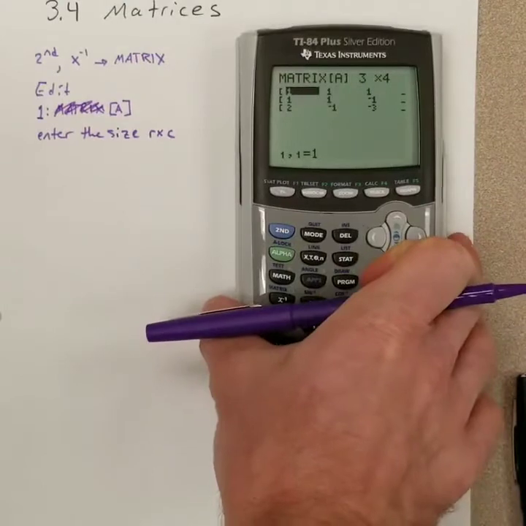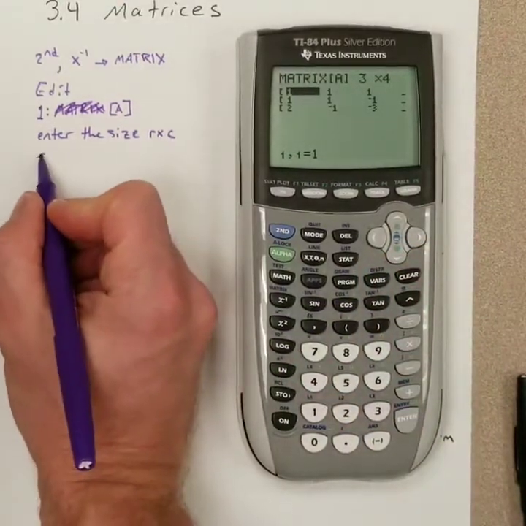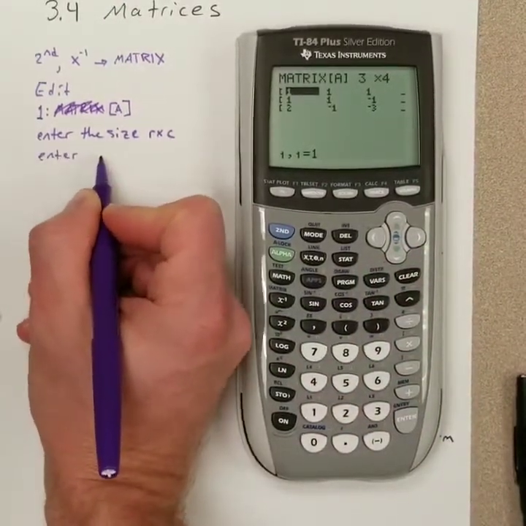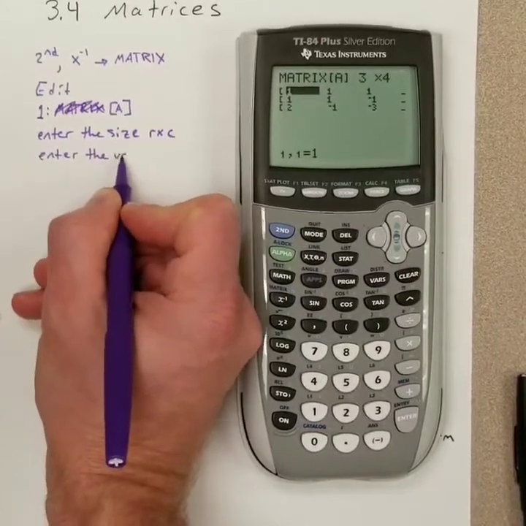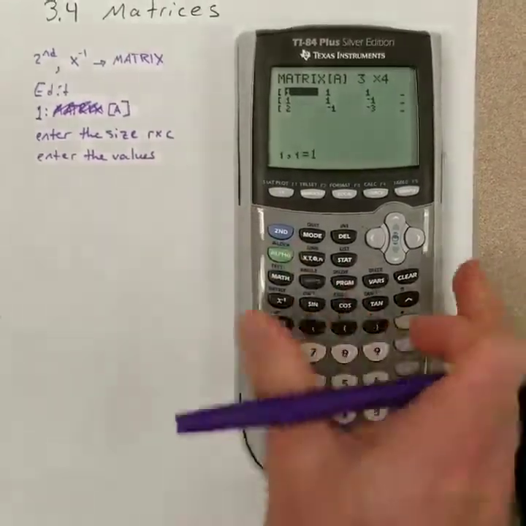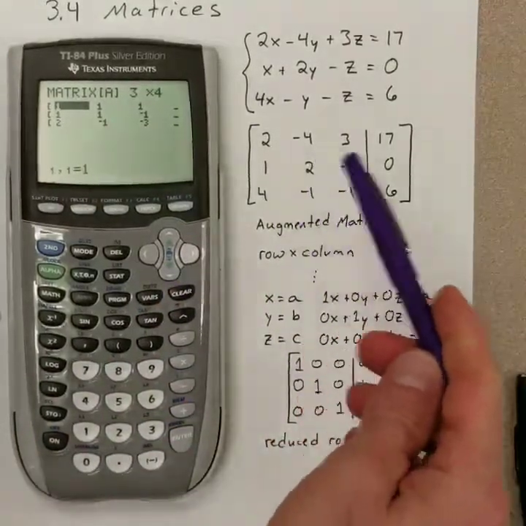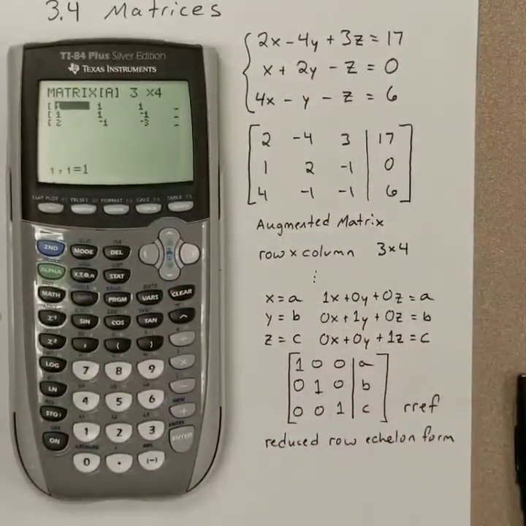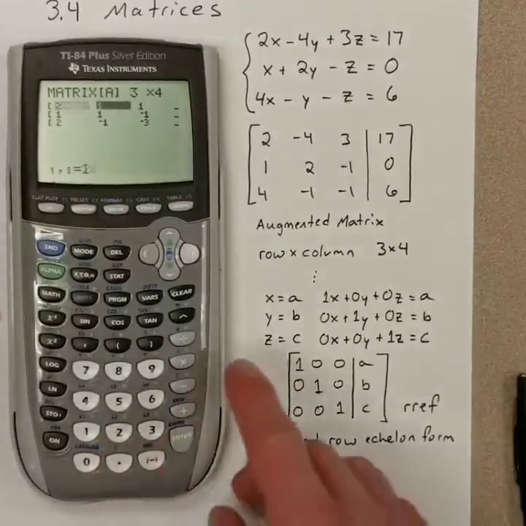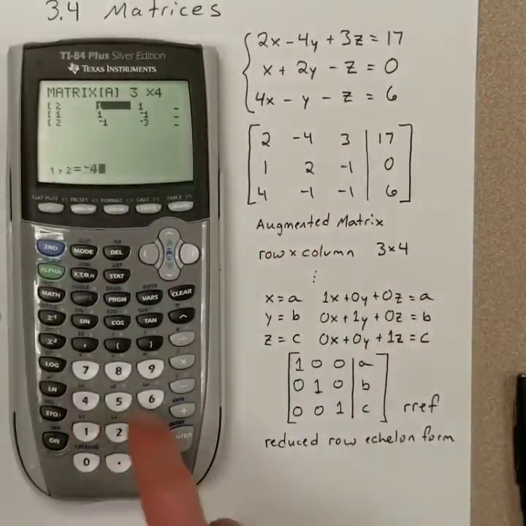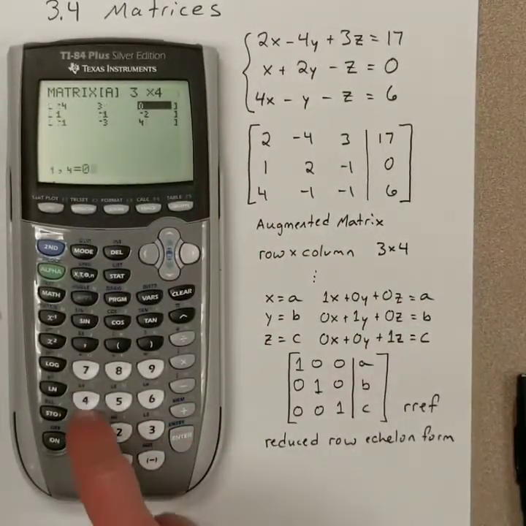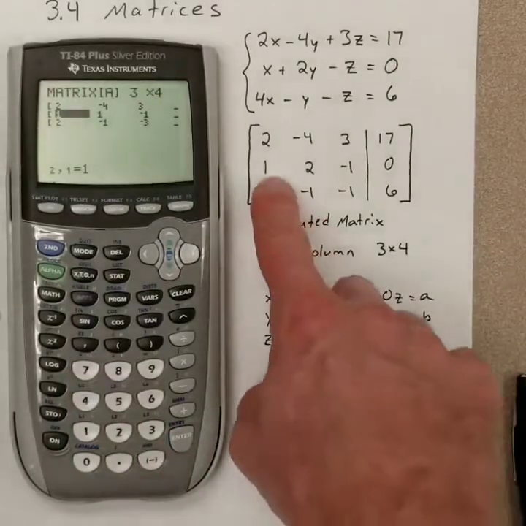All right, and then you're going to enter the values. Okay, and so I'm going to switch back over to the other side here, and I'm going to enter all these values again. You go row by row. So it'd be 2, then enter, then -4, enter, 3, enter, 17, enter. Then it'll go to the next row.